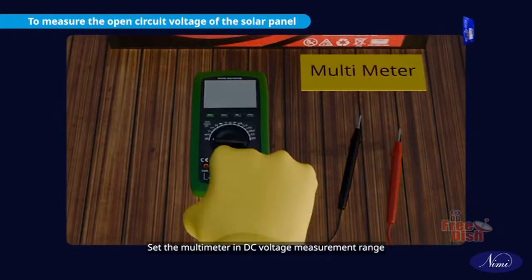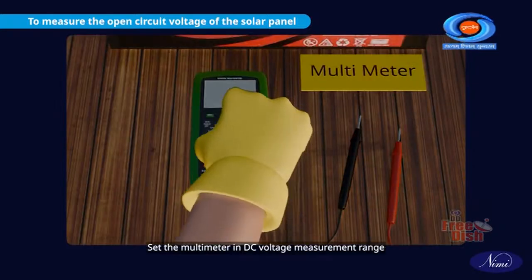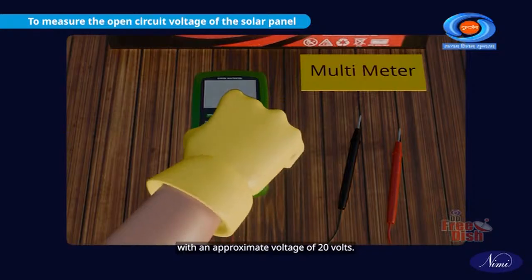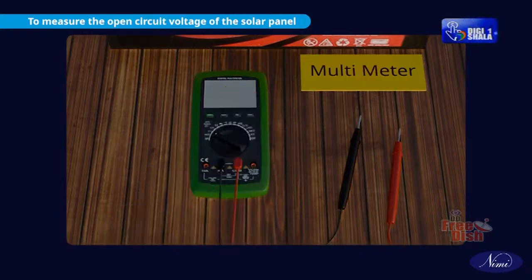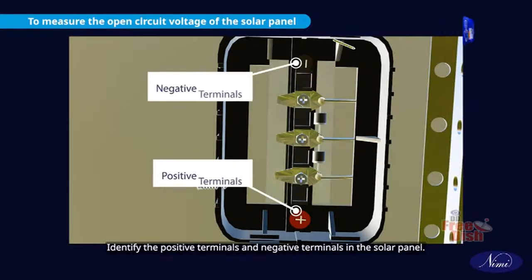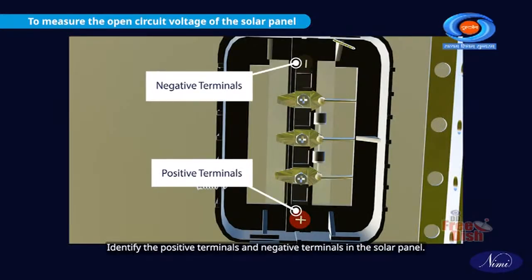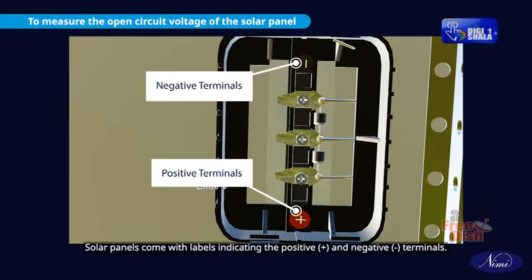Set the multimeter in DC voltage measurement range with an approximate voltage of 20 volts. Identify the positive terminals and negative terminals in the solar panel. Solar panels come with labels indicating the positive and negative terminals.